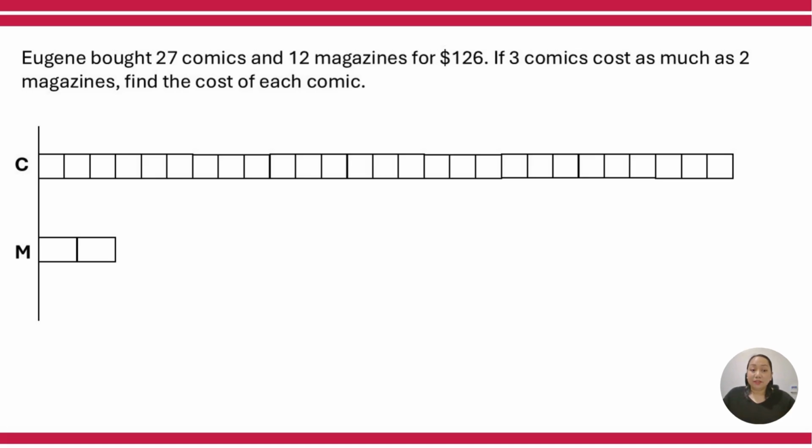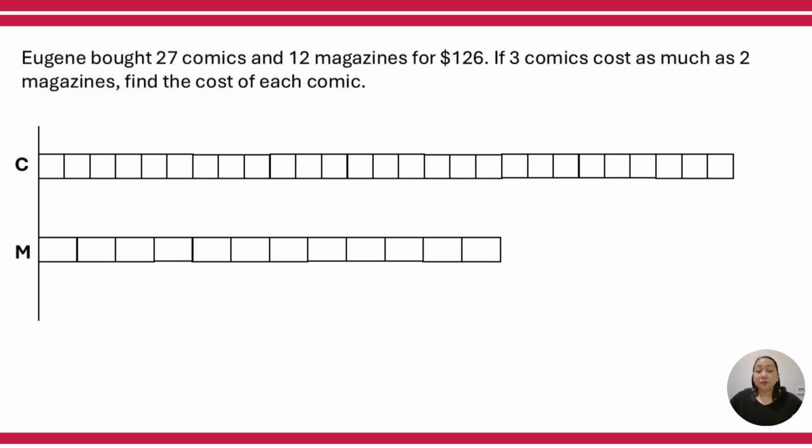Eugene bought 27 comics, so I will add 24 more squares or 24 more units to the comics. So now we have 27 equal units. Eugene bought 12 magazines, so let me add 10 more units to the magazines. Notice that I'm very consistent with the sizes of the units because I want to emphasize that 3 comics cost as much as 2 magazines.